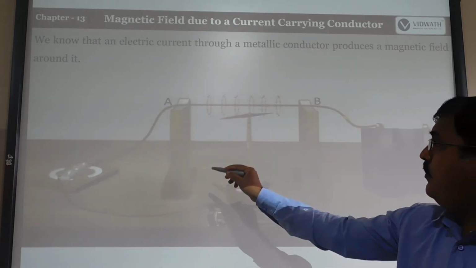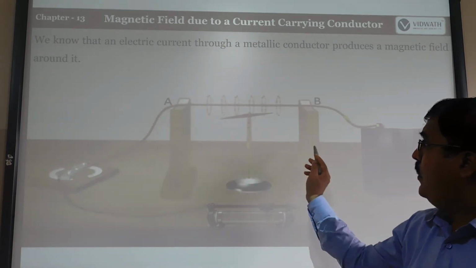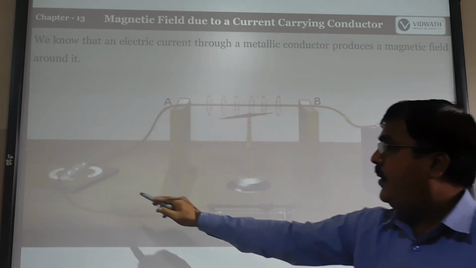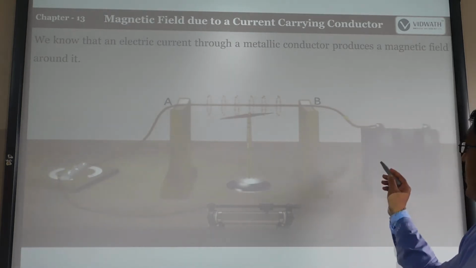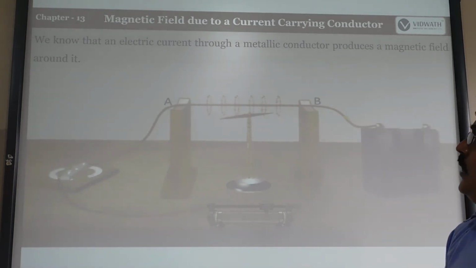So let us look at the picture here. This is the needle, and you can see A and B are the two poles. This is the plug key, the rheostat, and also the metallic conductor. We know that when electric current is passed through a metallic conductor, it produces a magnetic field around it.